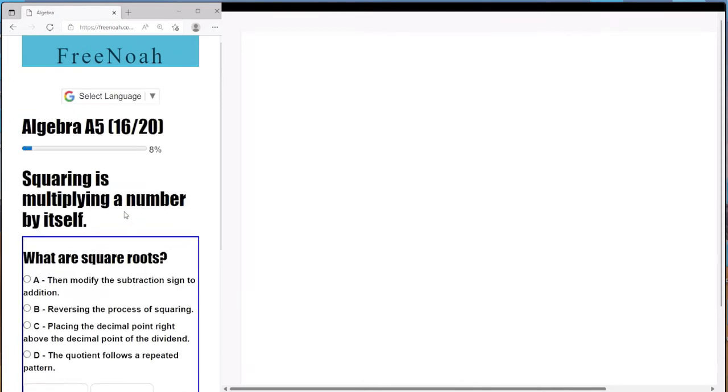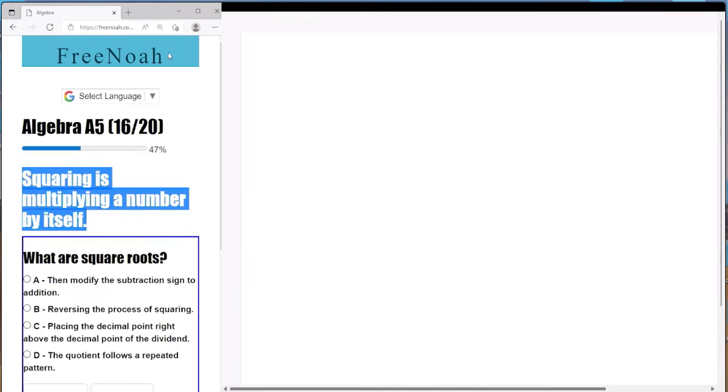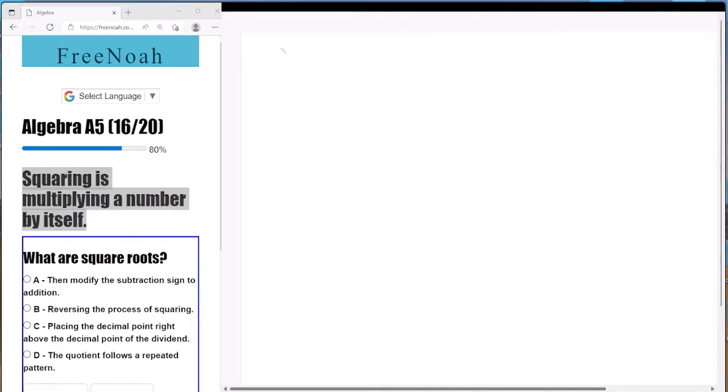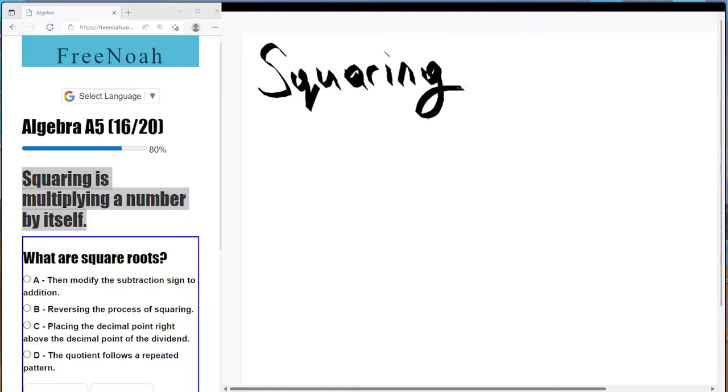What is squaring? Alright, so we're discussing exponents. We described what a power is, what an exponent is, and gave you the definition of base. Okay, now here is squaring.